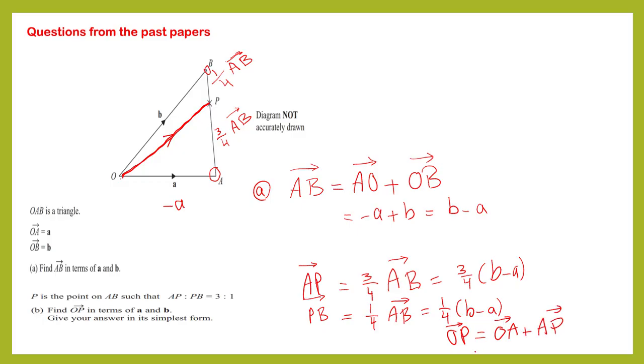So OA is a plus AP, which is 3/4 b minus 3/4 a. If you collect the like terms together, a minus 3/4 a plus 3/4 b, and it can be simply written as 1/4 of a plus 3b. This is the first example. Let's move to one more example.